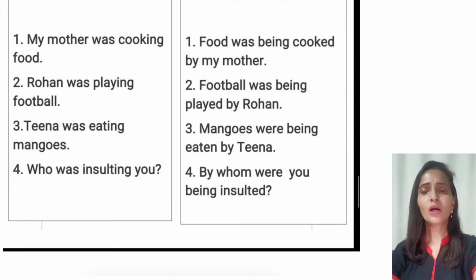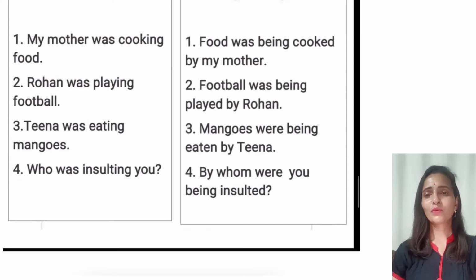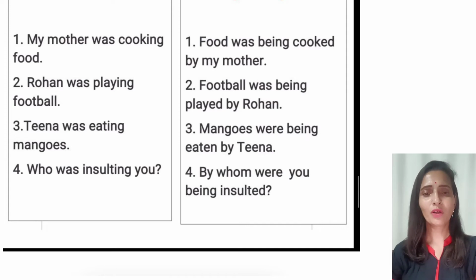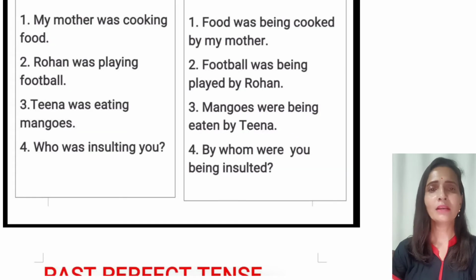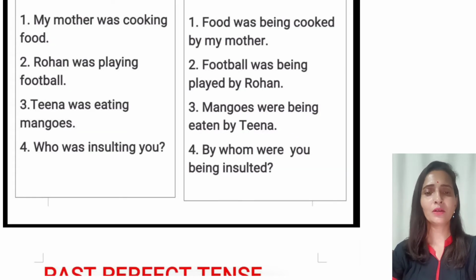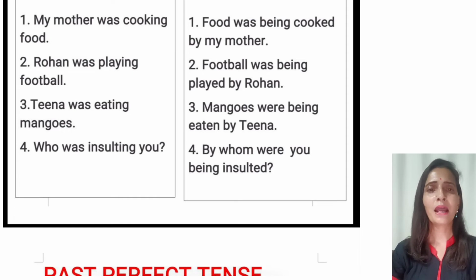Okay, Rohan was playing football. So what is the object here? Football. So first of all, we will change the object into the subject. Okay, it means the football, which is the object, we will place in the subject's position. So football, this is singular. With this we will use the helping verb was being. So football was being, then the third verb of play, played, by Rohan. Football was being played by Rohan.